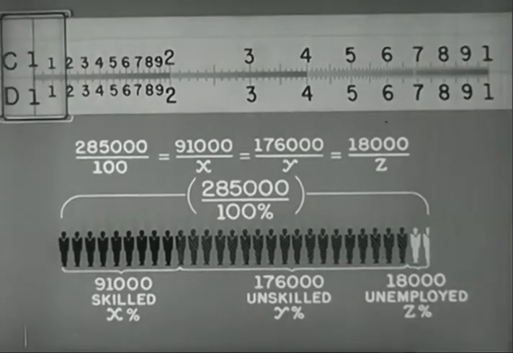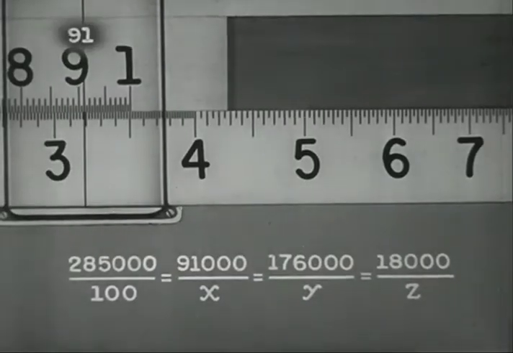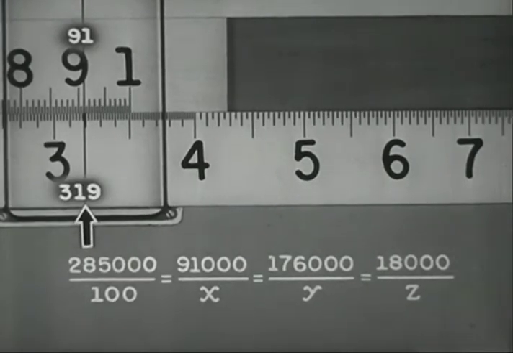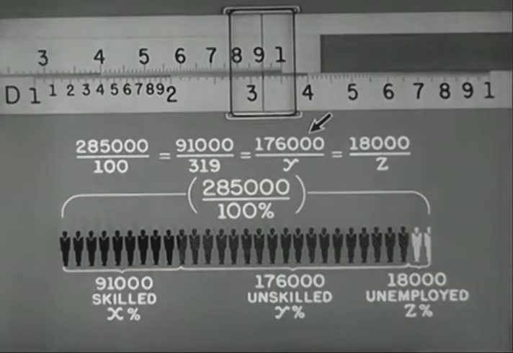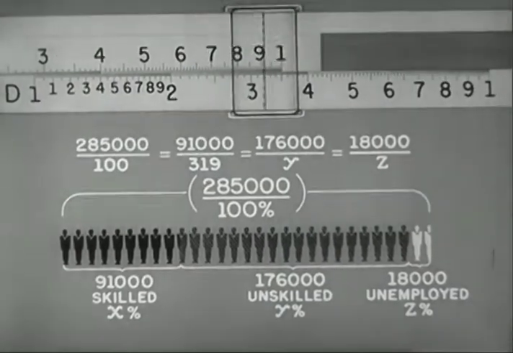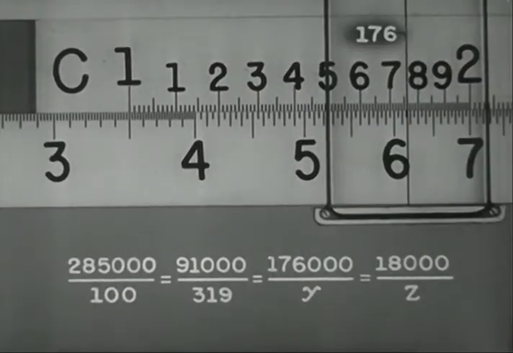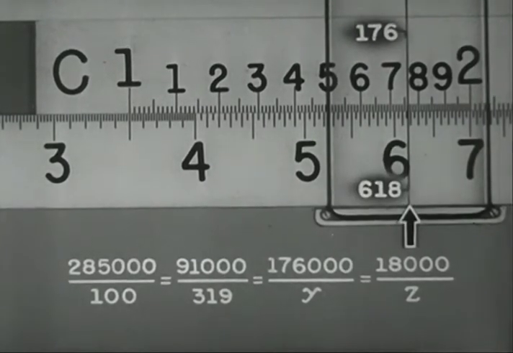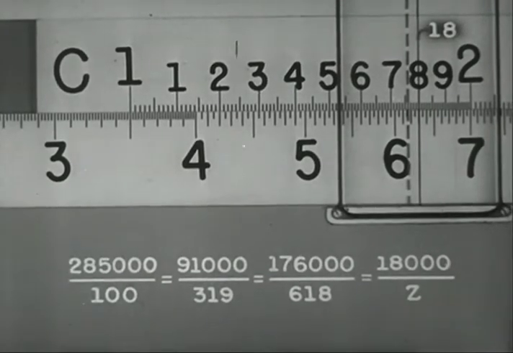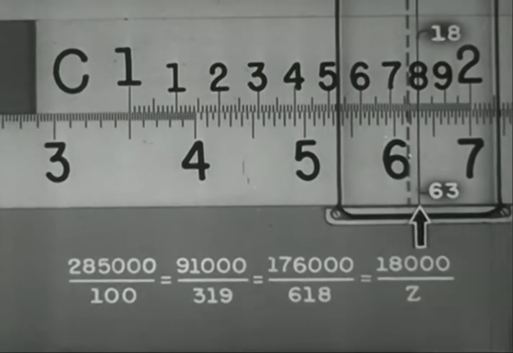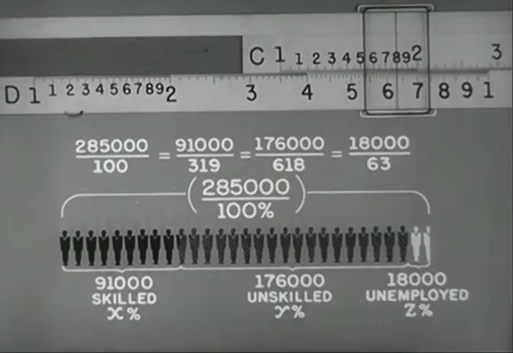To 1 on D, set 285 on C. Under 91 on C, read X as 319. Since 176 is beyond the body, shift to the other index. And under 176 on C, read Y as 618. Under 18 on C, read Z as 63. As a final step, add the decimal points.